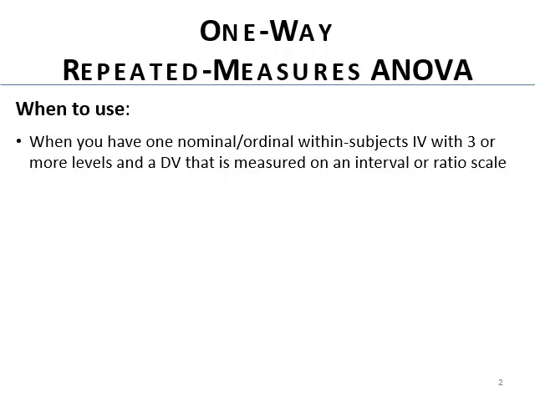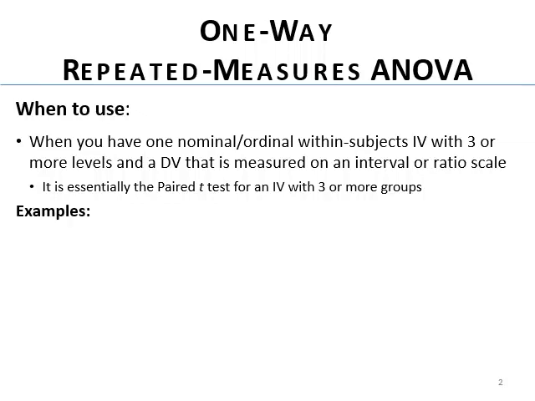So when do you use one-way repeated measures ANOVA? Well, you use it when you have one nominal or ordinal within-subjects independent variable. It's got 3 or more levels, and you've got a DV that's interval or ratio. So the easy way to think about it is it's basically paired t-tests when you've got an IV that has 3 or more groups. Okay, that's when you use repeated measures ANOVA.